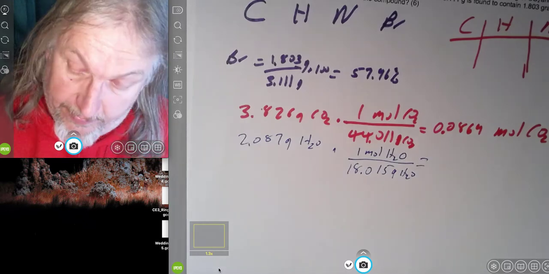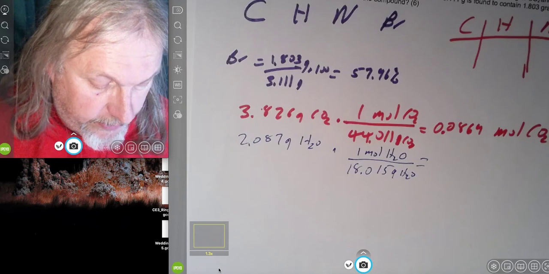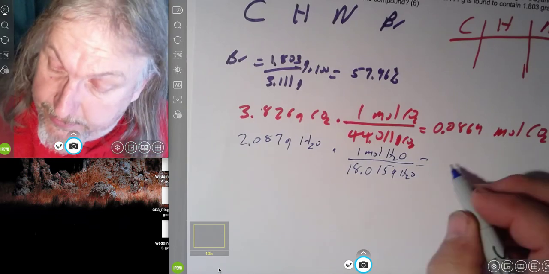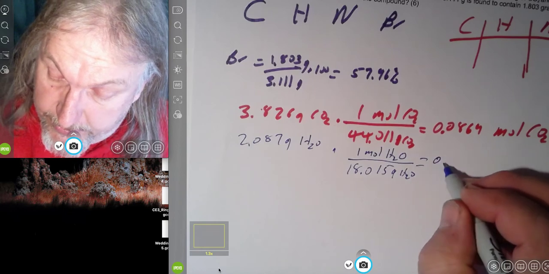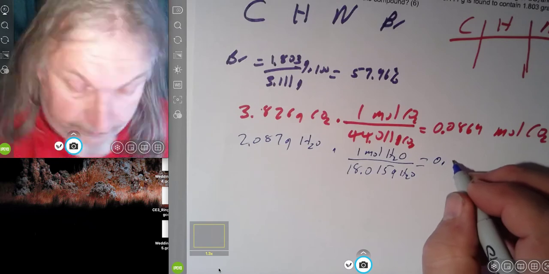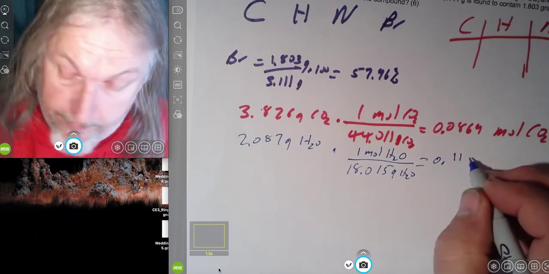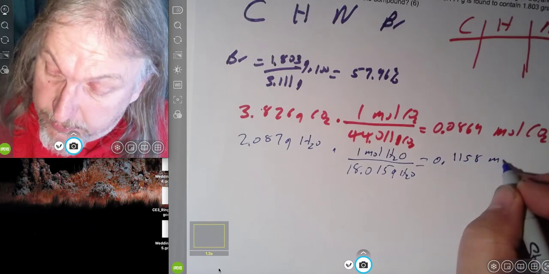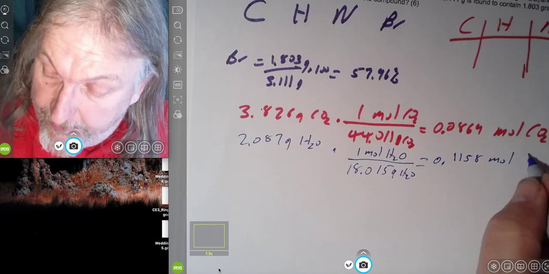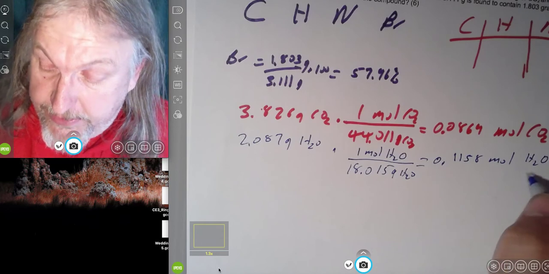2.087 divided by 18.015, that's going to give me the number of moles of water in the sample: 0.1158 moles. I said formula mass, I didn't mean to say that. Of water. So let's reason this out.